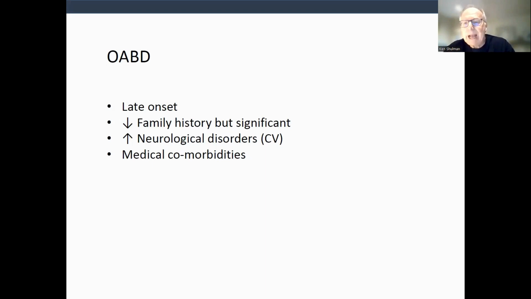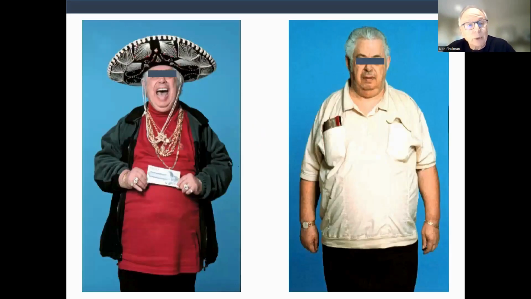So that's a geriatric perspective. We have older adults whose mental disorders tend to occur later in life, less genetic weighting, more neurological, more medical comorbidity. And I think that is applicable to lots of other conditions in late life. In terms of medical, well, let's just look at this picture.